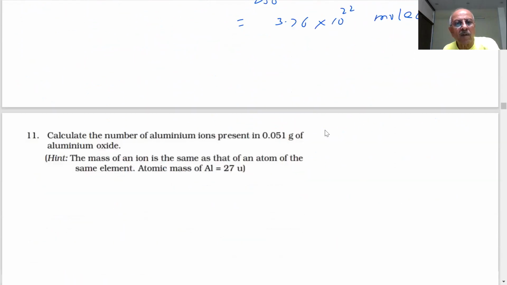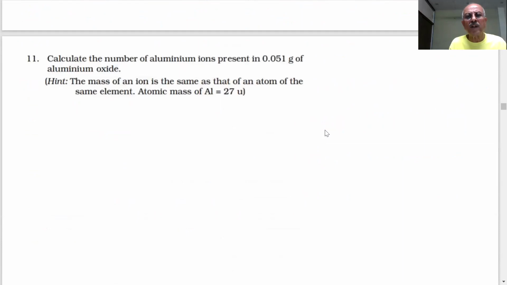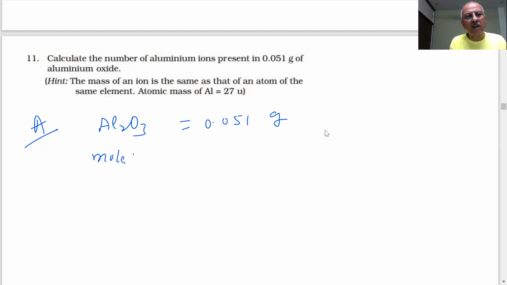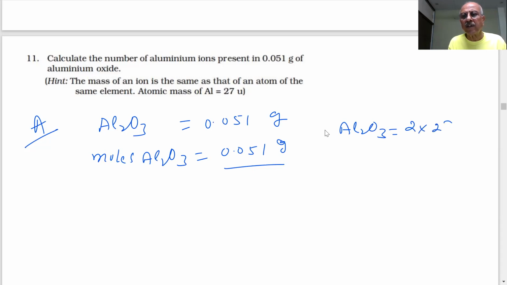Next question. Calculate the number of aluminium ions present in 0.051 gram of aluminium oxide. What is the formula of aluminium oxide? Al2O3. You are given how much? 0.051 gram. How many moles are there? 0.051 divided by, what will be the molecular mass of Al2O3? 2 into 27 plus 3 into 16. How much is that coming?